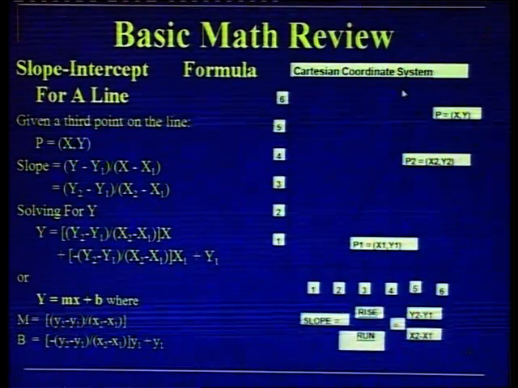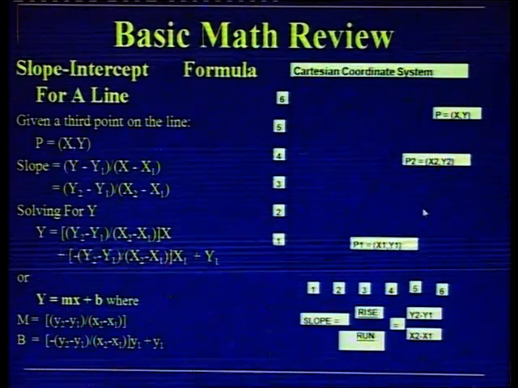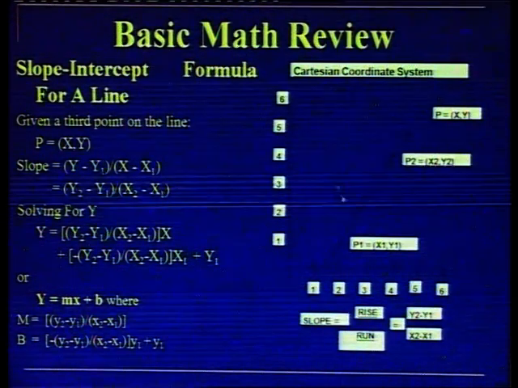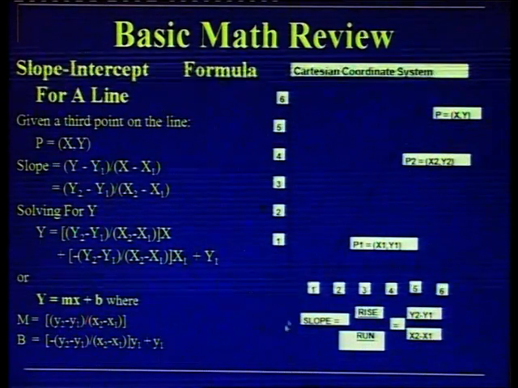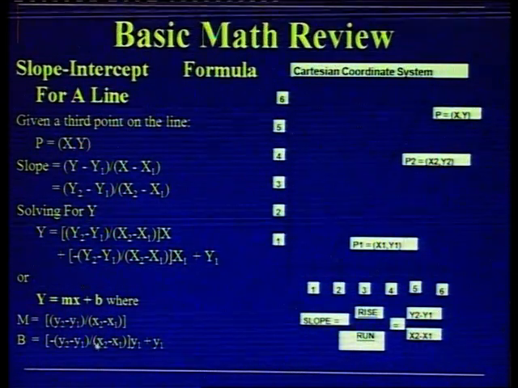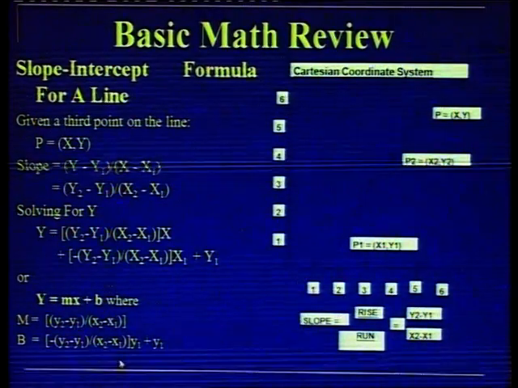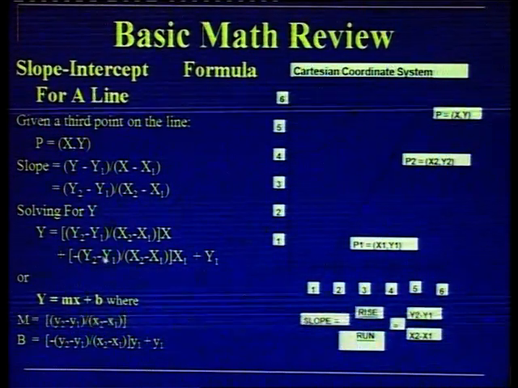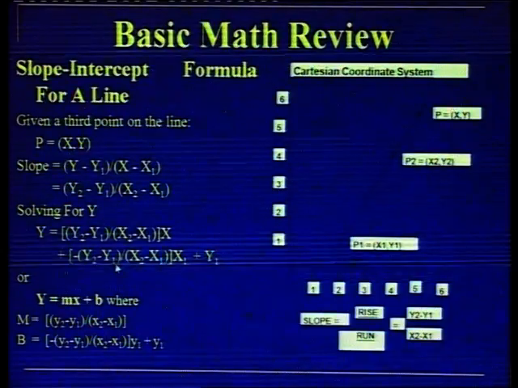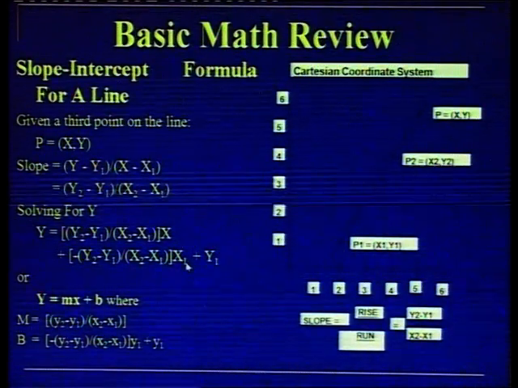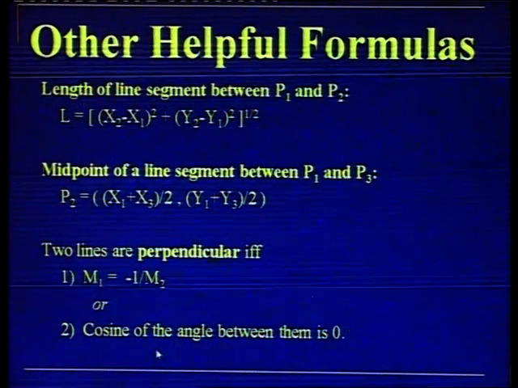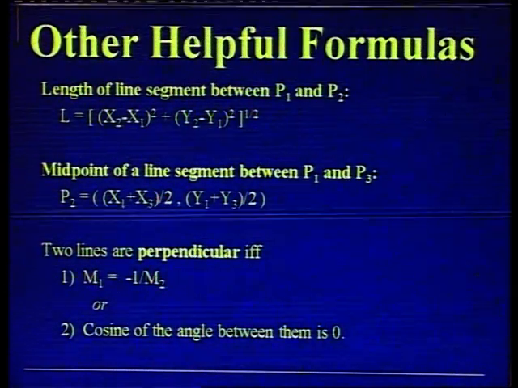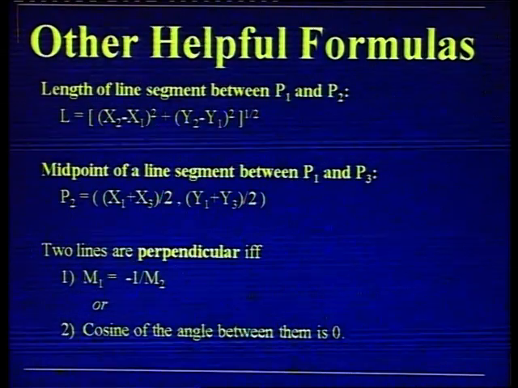Y intercept means where that line cuts the y axis, where this line will intersect the y axis. That point we call the y intercept. The value of the y intercept can be calculated as minus y2 minus y1 upon x2 minus x1 into x1, plus y1.